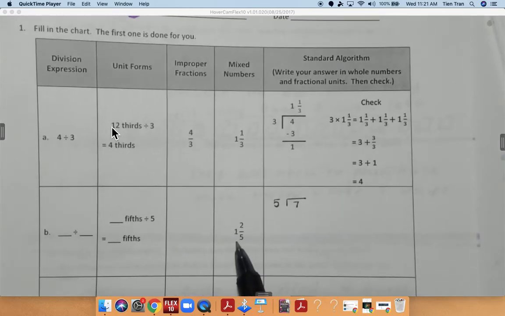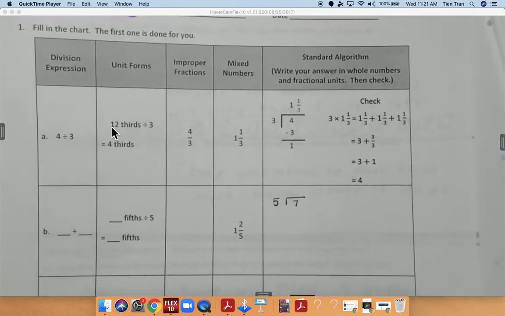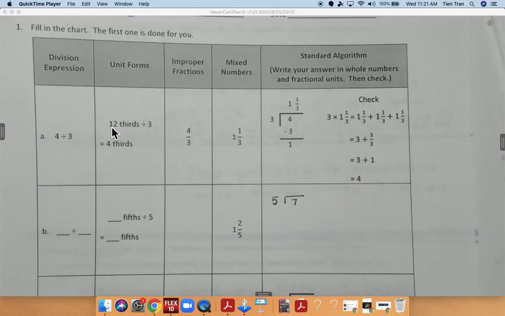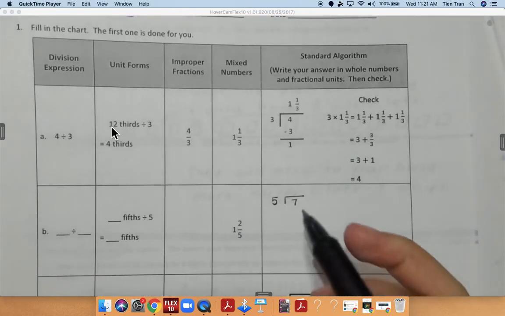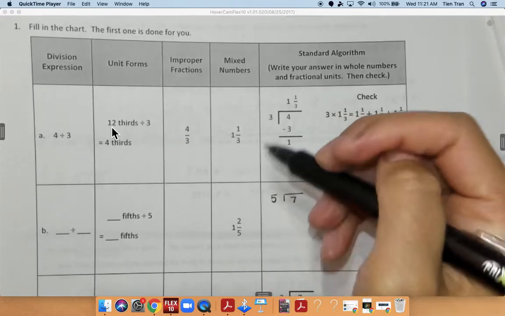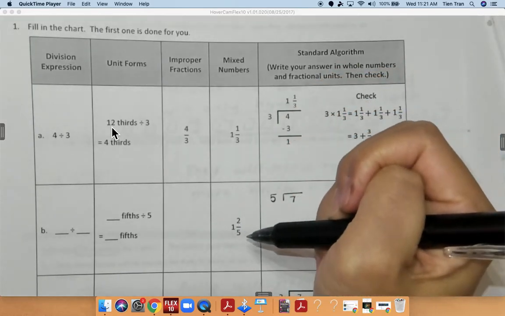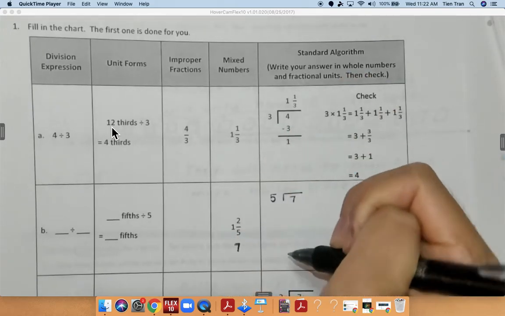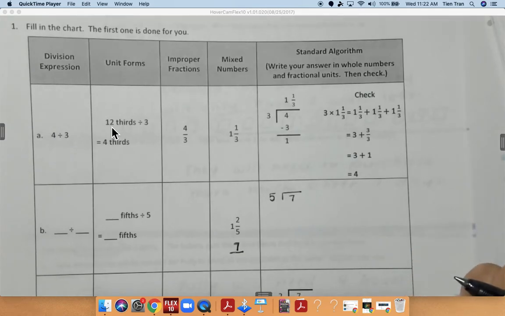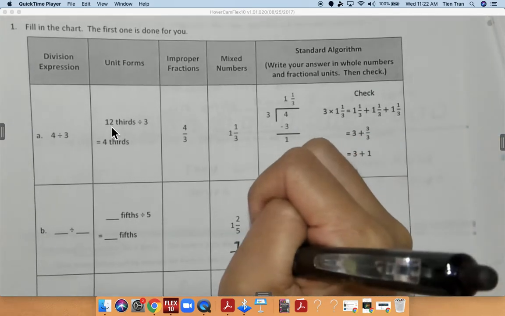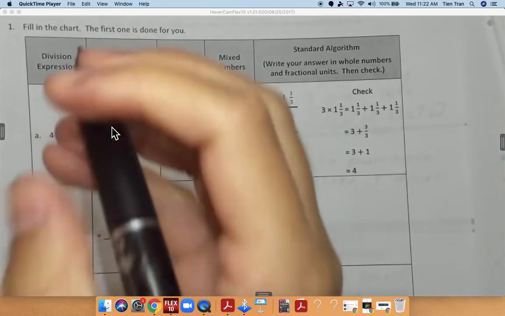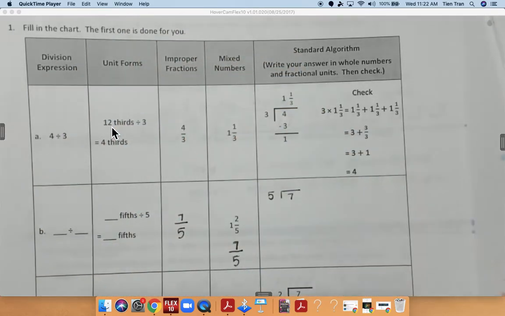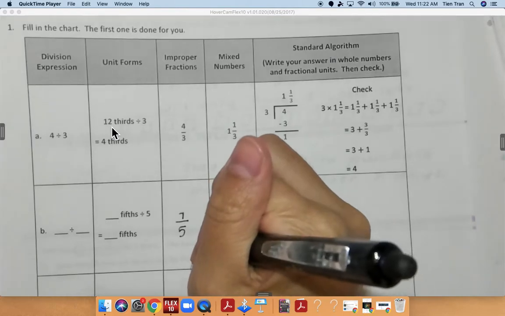So what we have here is 1 and 2 fifths. First thing I'm going to do is change this into an improper fraction because I need to figure out what number I am dividing to fill in the rest of the categories. This is the only one that they really give you. So 5 times 1 is equal to 5, and 5 plus 2 is equal to 7. So 7 is going to be the number at the top, and the bottom number is going to be 5. So we get 7 fifths. That's what I'm writing in here as my improper fraction.